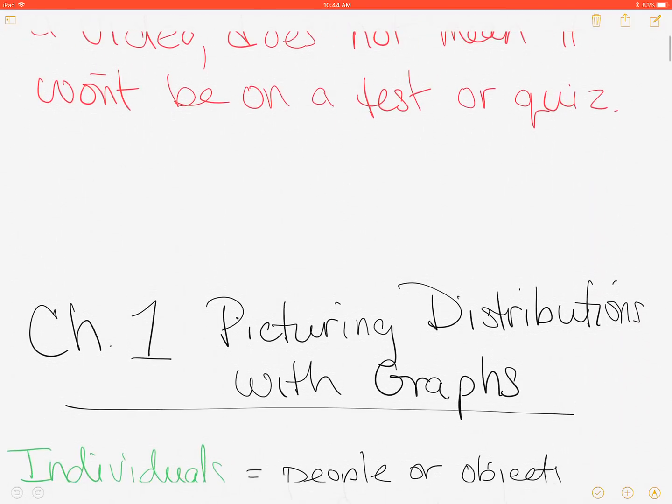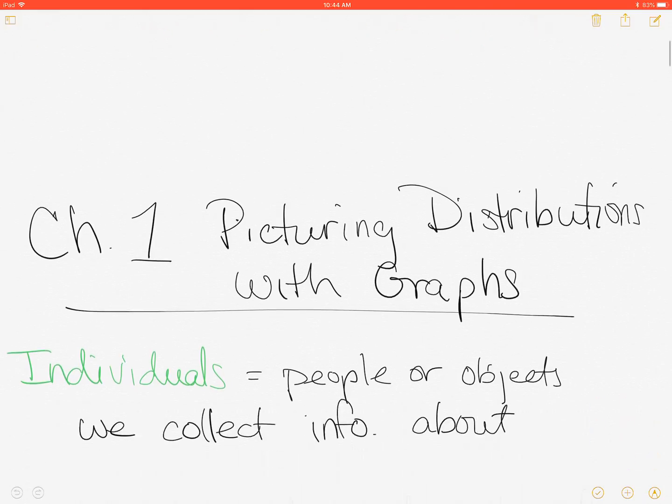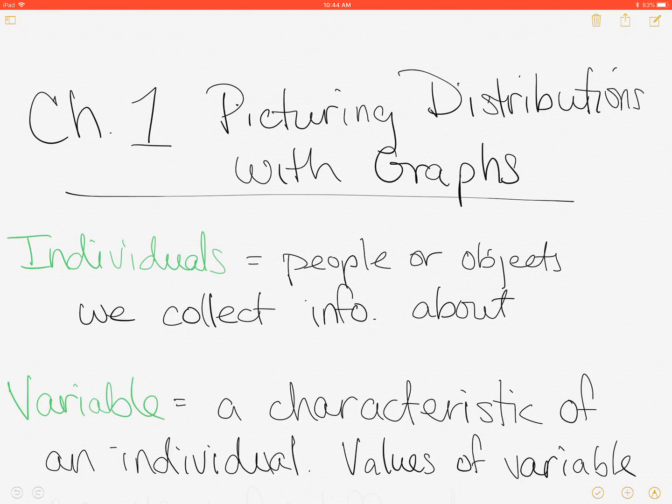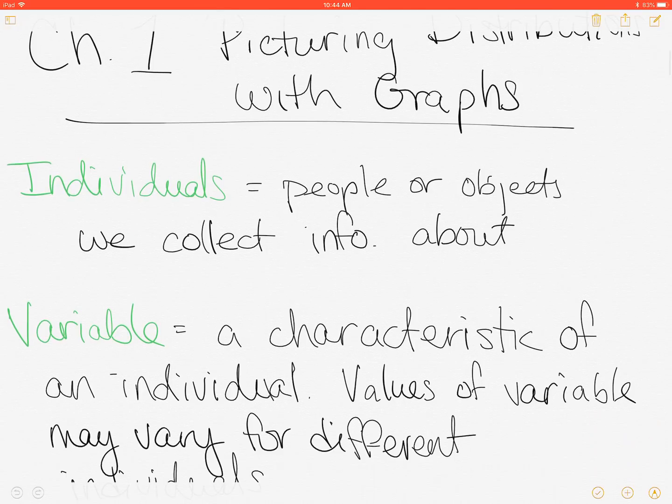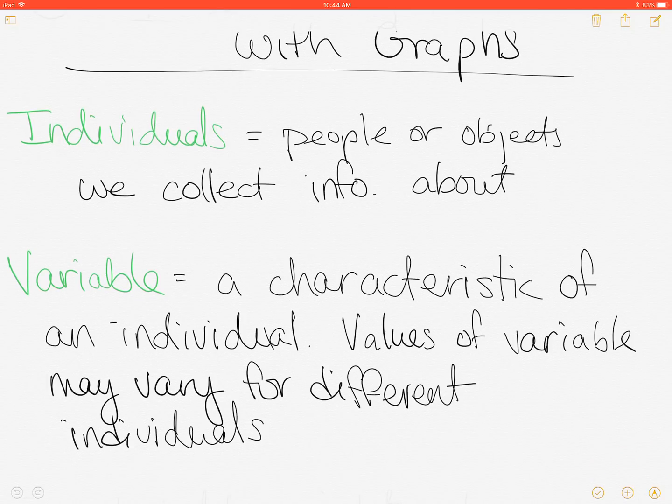So, Chapter 1, Picturing Distributions with Graphs. Individuals. An individual is a person or object that we collect information about. And I want to compare that to the word variable. A variable is a characteristic of an individual. Values of a variable may vary for different individuals. So I might look at college students. Those are my individuals. Age would be a variable. Height would be a variable. Race would be a variable, something that describes the individual.